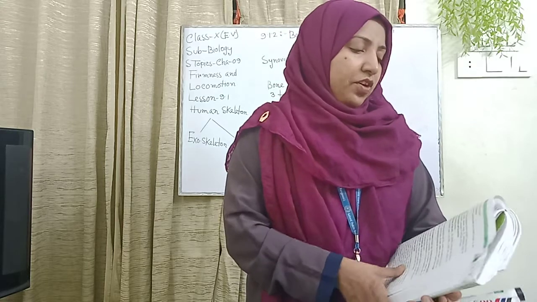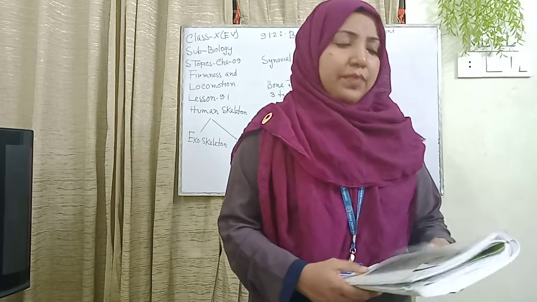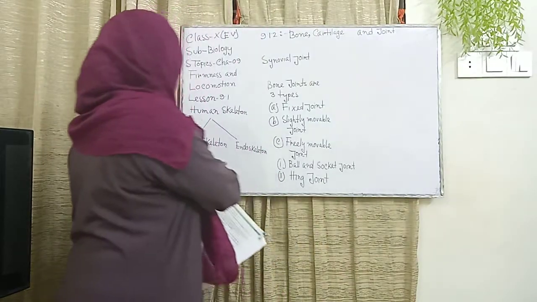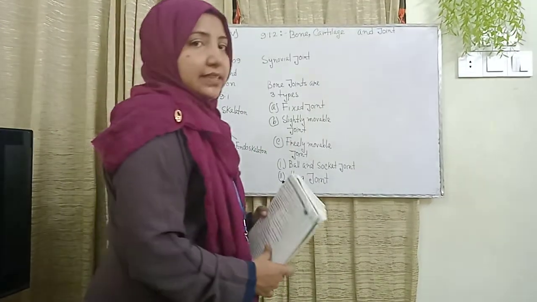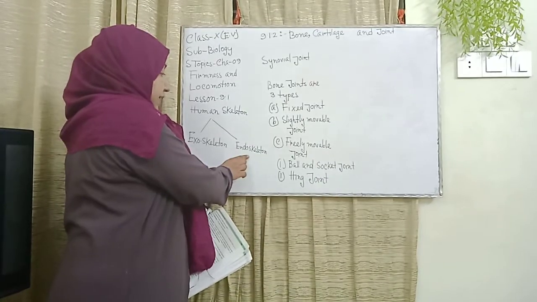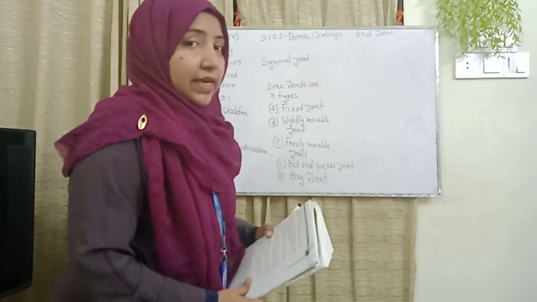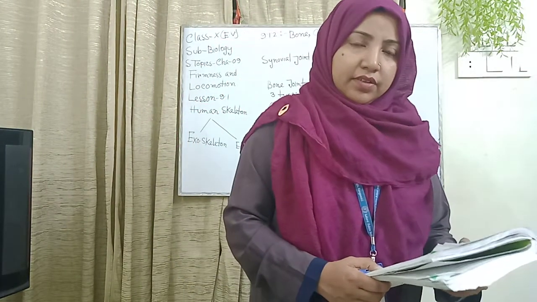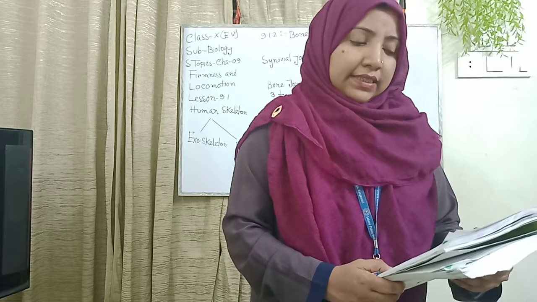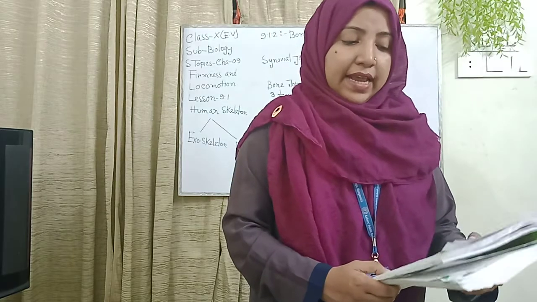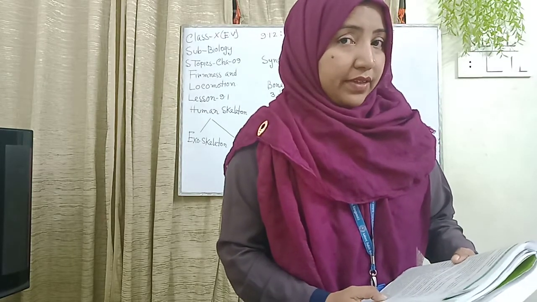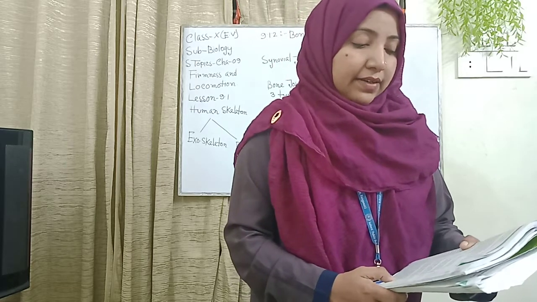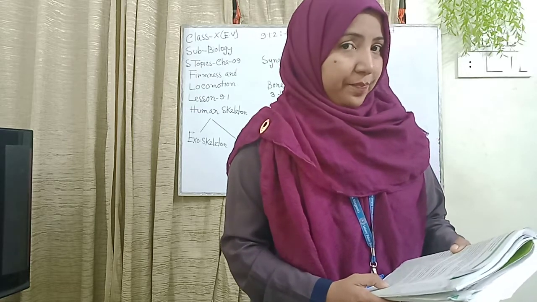Here are the types of skeleton. Basically, the human skeleton is divided into two types: first is the exoskeleton and second is the endoskeleton. What is the exoskeleton? Basically, the exoskeleton is the part of the skeleton that exists outside the body, and examples are the nails, hair, etc.